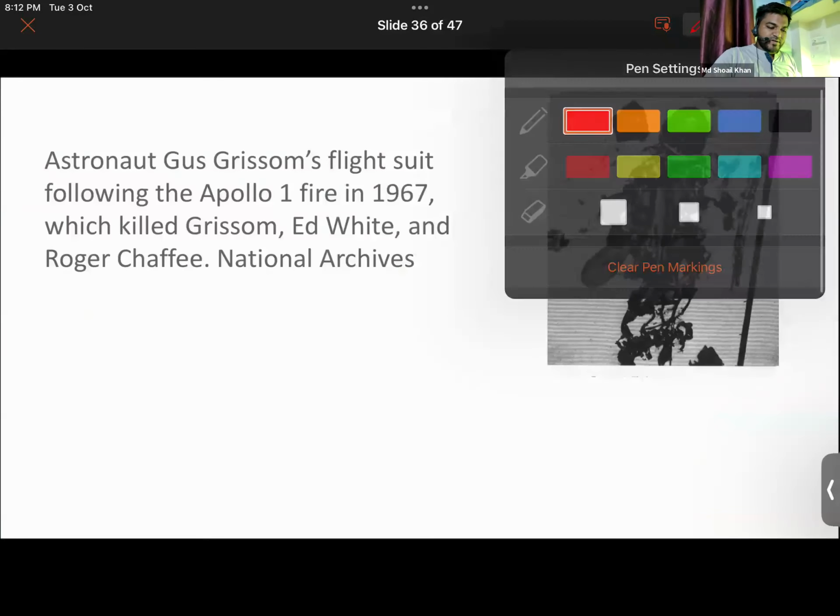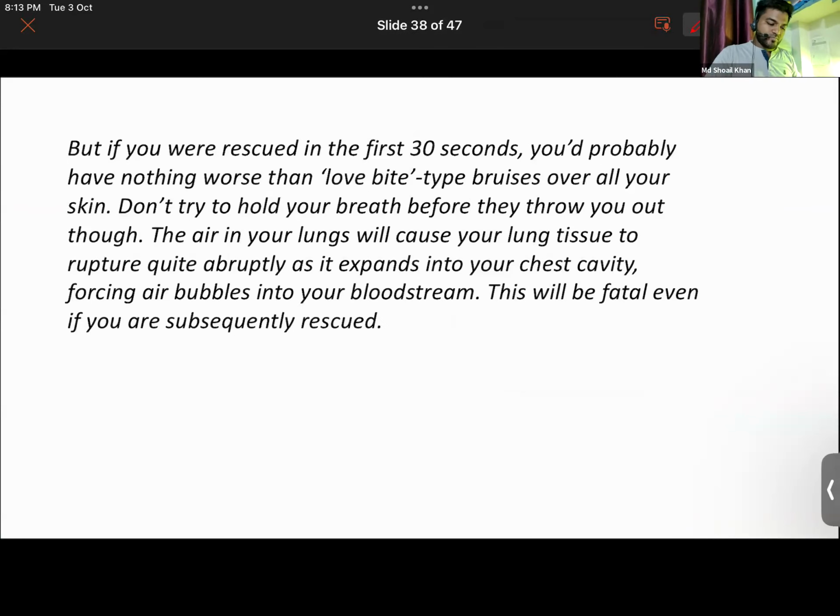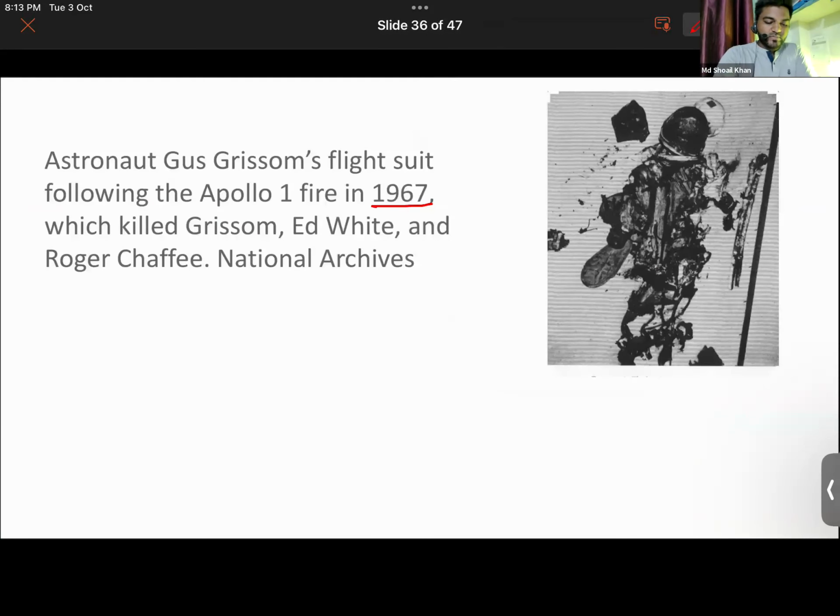Now, here's a very tragic photo. This incident occurred in the year 1967. What do you suppose this image is of? The astronaut suit. But is it in good condition? No, sir, it's blown to pieces. Basically, this is the remains of a dead astronaut. This is astronaut Gus Grissom's flight suit. It is completely burnt here.